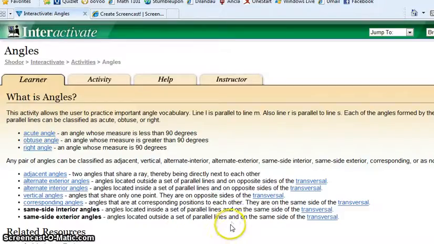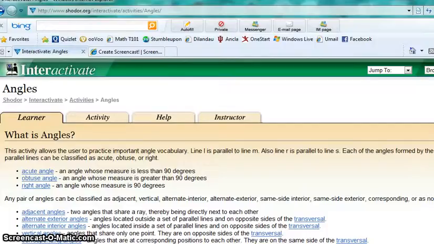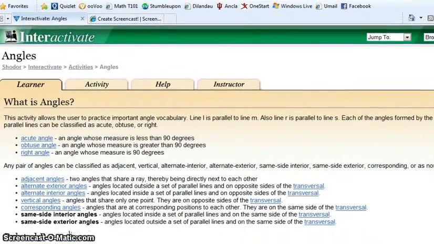Now in Showdoor there are 2 specific tabs out of the 4 that are on here that I want you guys to look at. The first tab is called Learner, which is right here, and you're going to click on it if you follow my mouse, which I'm already there. And if you want to look, this site is called showdoor.org/interactive/activities/angles. So you guys are going to be able to use that.